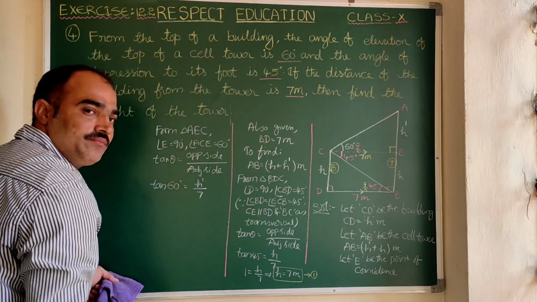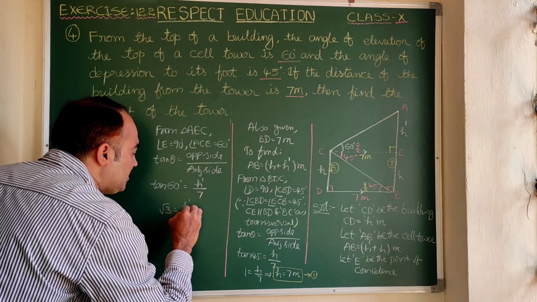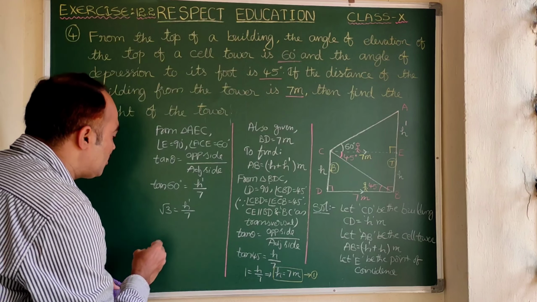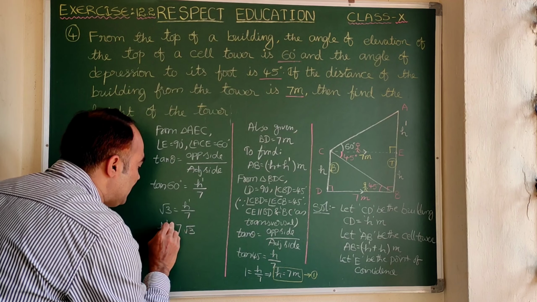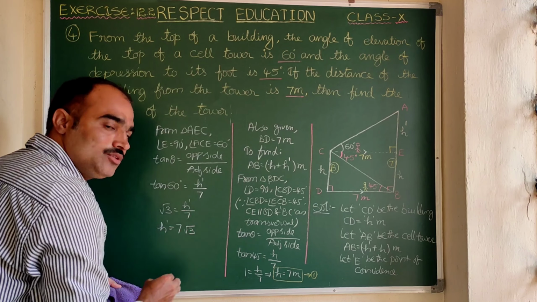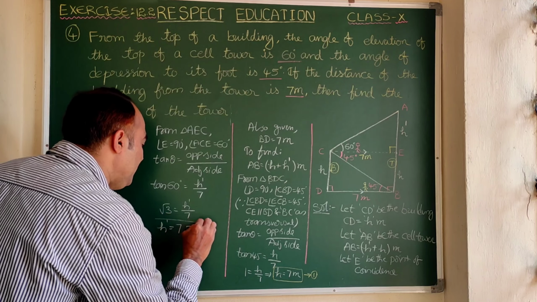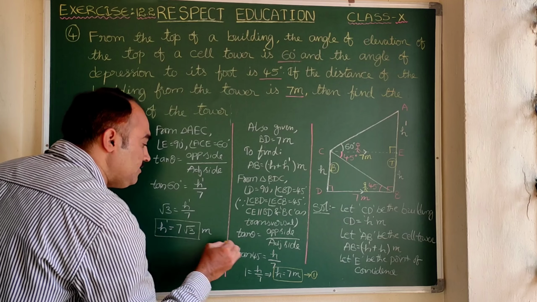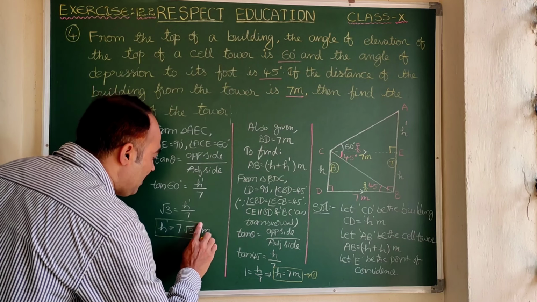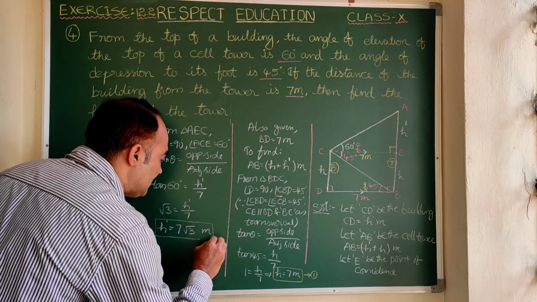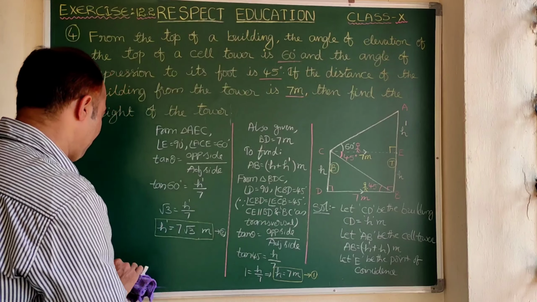The value of tan 60 is known to us, that is root 3, so root 3 is equal to H dash by 7. Let us do cross multiplication. H dash is equal to 7 times root 3 meters. So we got the value of H, that is 7 meters, and the value of H dash also, that is 7 root 3 meters. Let us consider this as equation number 2.